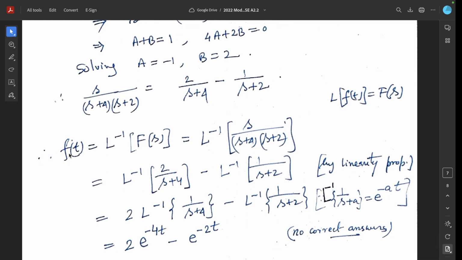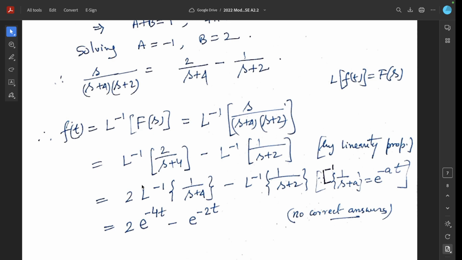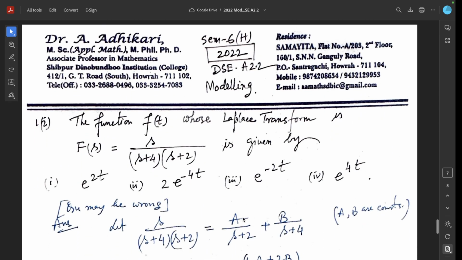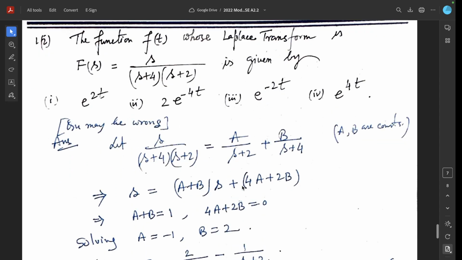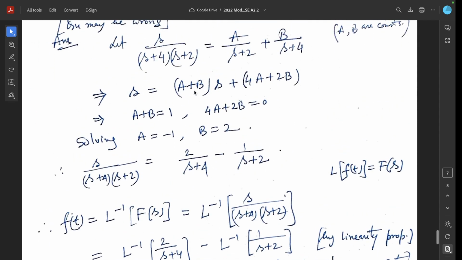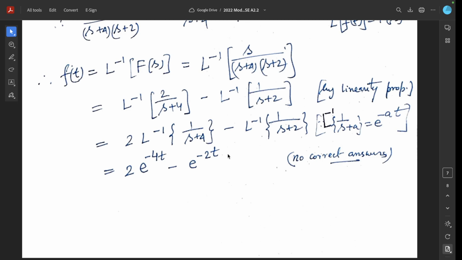Now f(t) equal to L inverse of F(s). So L inverse of 2 by (s plus 4) minus L inverse of 1 by (s plus 2), by the linearity property. So 2 into L inverse of 1 by (s plus 4) minus L inverse of 1 by (s plus 2). Now L inverse of 1 by (s plus a) equals e to the power minus at. So 2 e to the power minus 4t minus e to the power minus 2t. But there is no correct option here, this 2 e to the power minus 4t and this minus e to the power minus 2t.